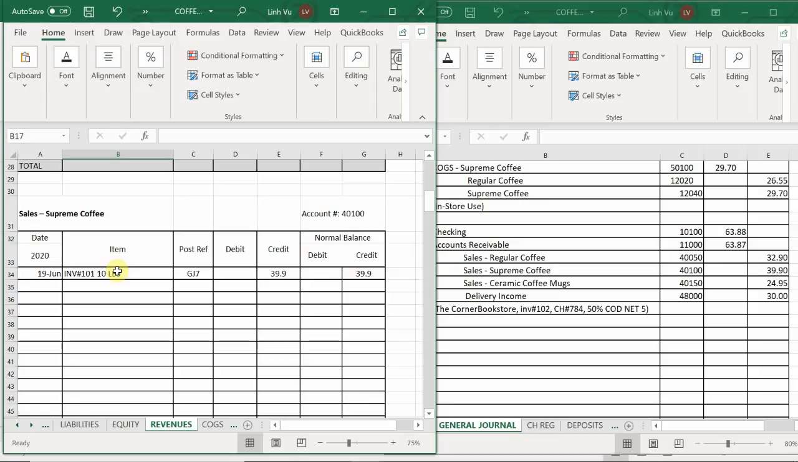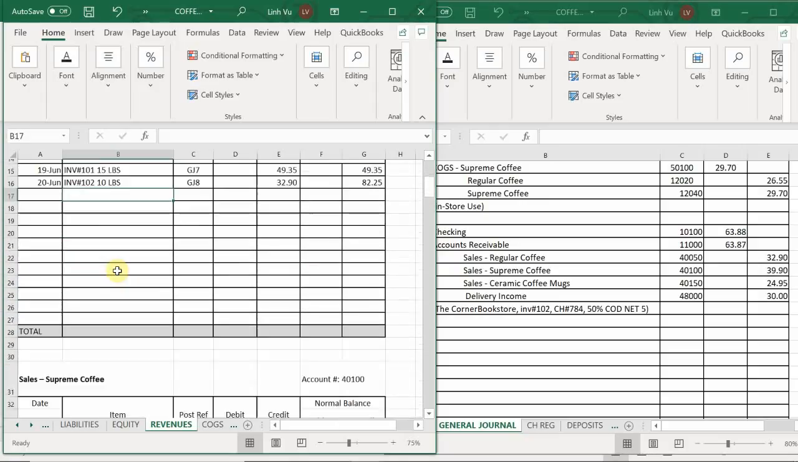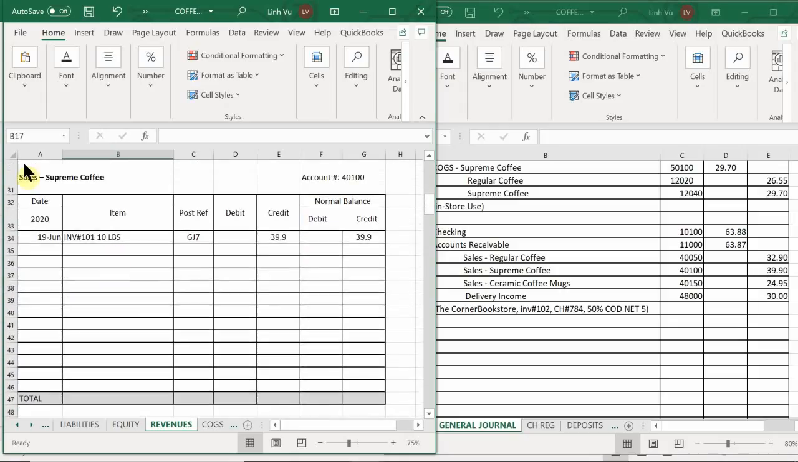Now you need to put in the coffees under sales. I am in sales. Can you go up a little? That's your Supreme coffee. We just entered our regular coffee, so now it's the Supreme coffee. The date is the 20th of June, invoice number 102, and they got 10 pounds, C8.